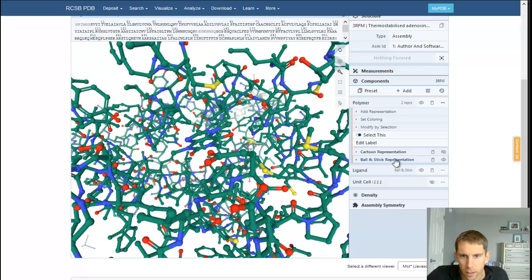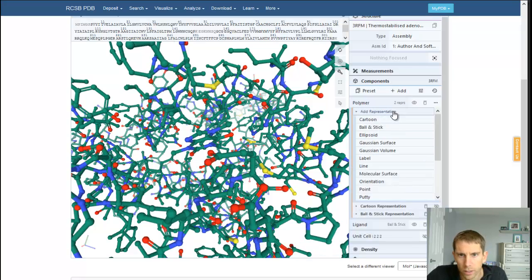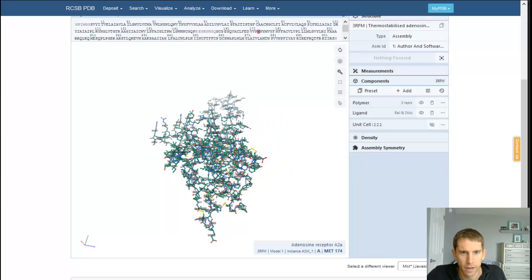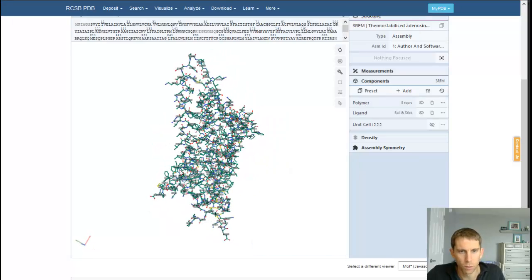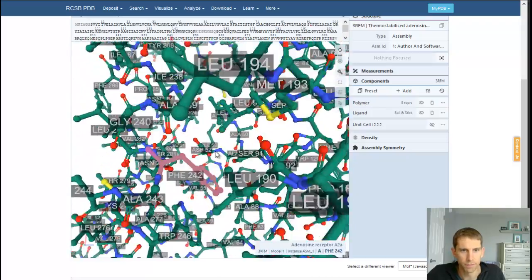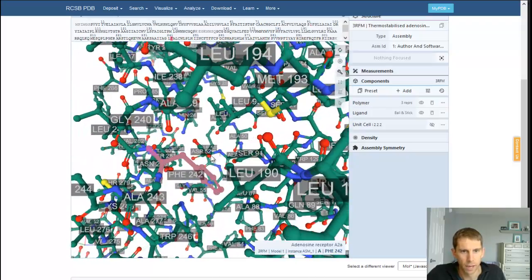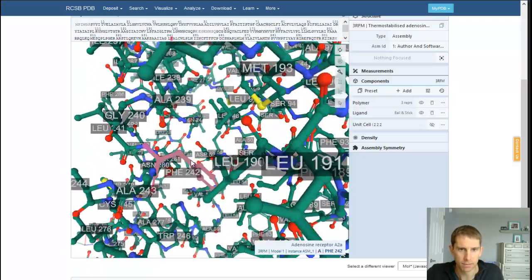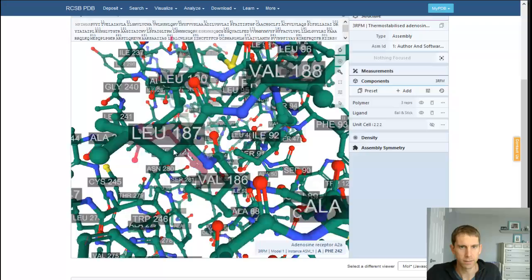All right, let's look at one more option here. Let's add a representation and look at the label option. I'm going to go ahead and select that. Now label is selected too, which is convenient because now when we zoom in here, if we pick a specific amino acid we want to look at, right now I have amino acid number 242 selected, which is the phenylalanine. It basically gives us the three-letter abbreviation for that amino acid.